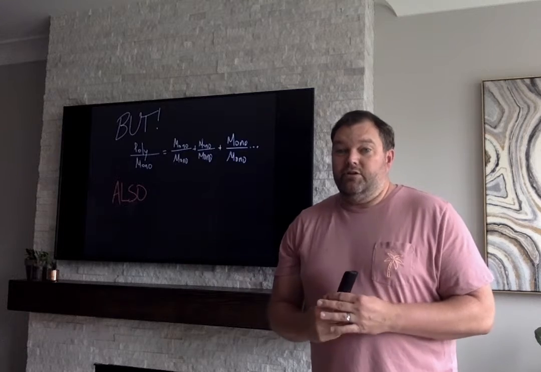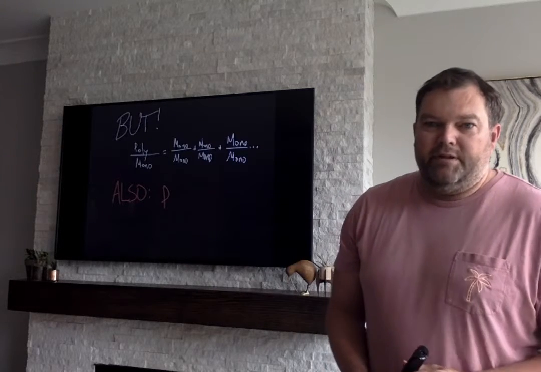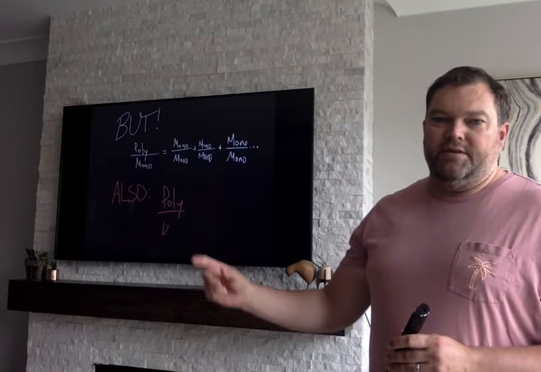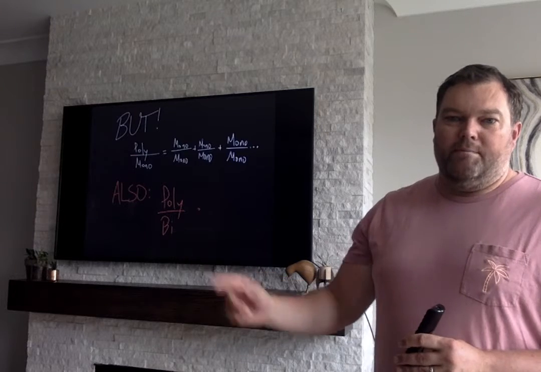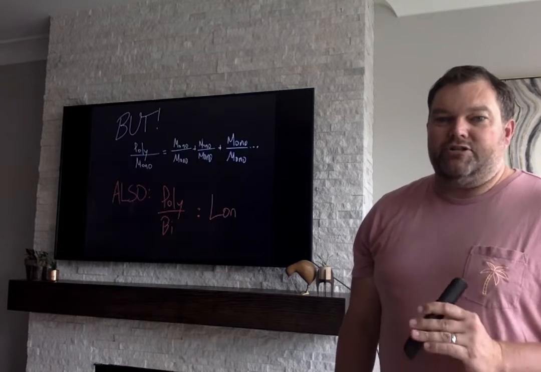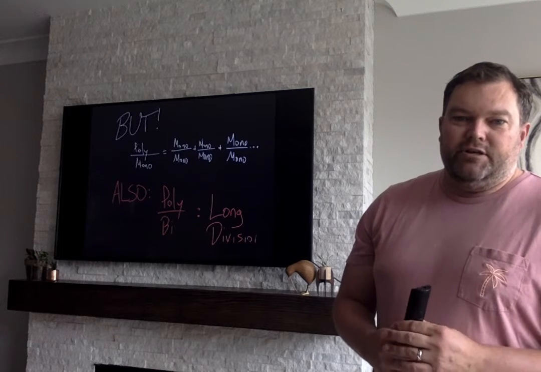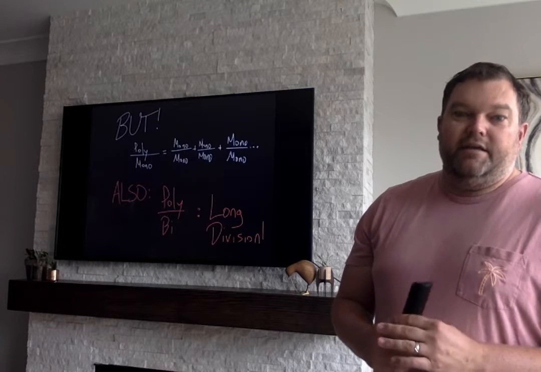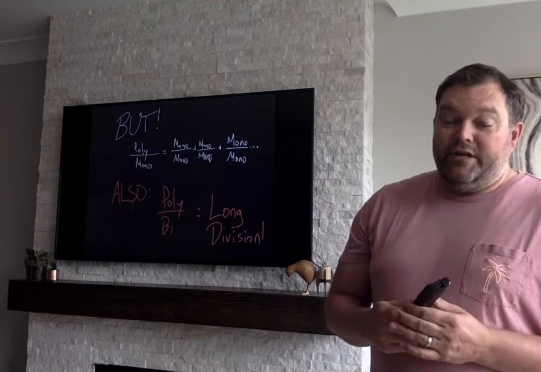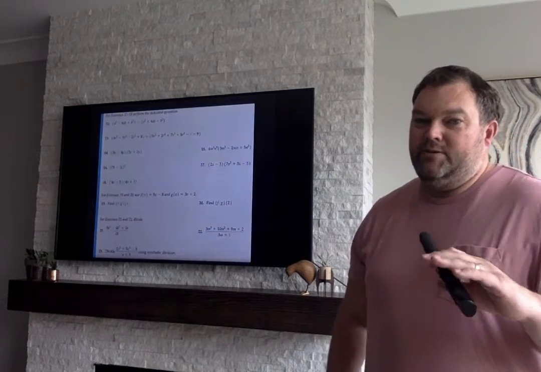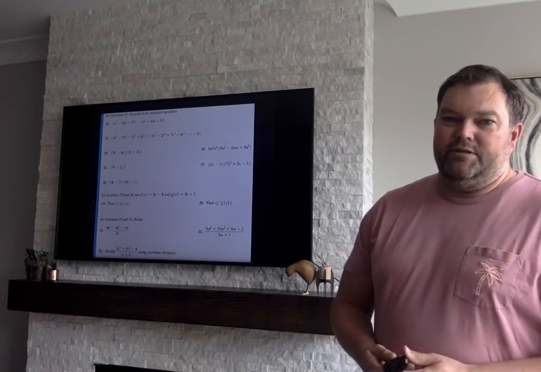The one other thing that you're allowed to do that I'm going to show you an example of later in this video is if you have a polynomial over a binomial, you actually are able to do long division. So that's something you're going to see later in the video. Like I said, the long division thing's a little weird, so that might be one to focus on when I'm doing some of these practice problems.